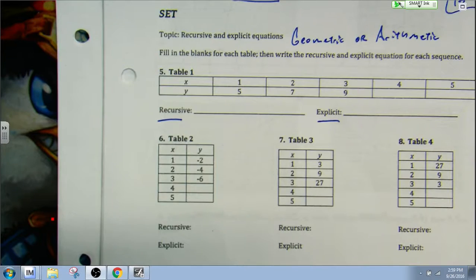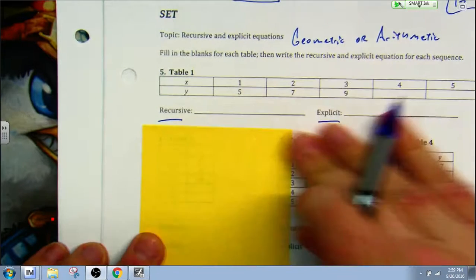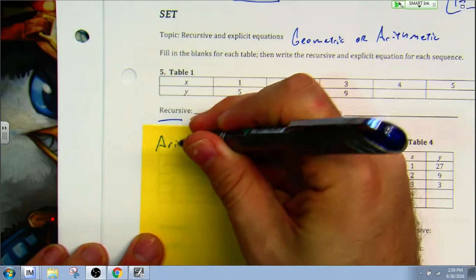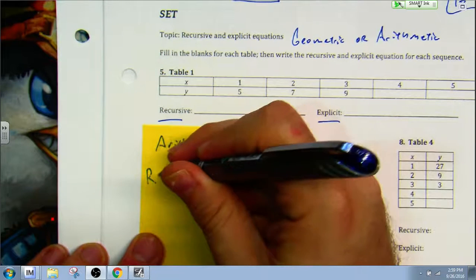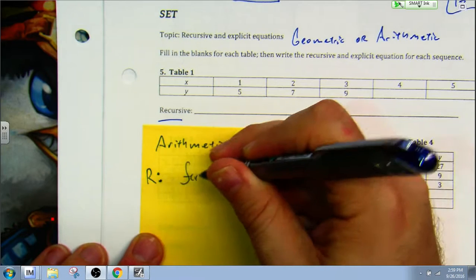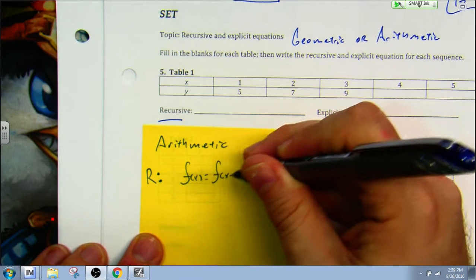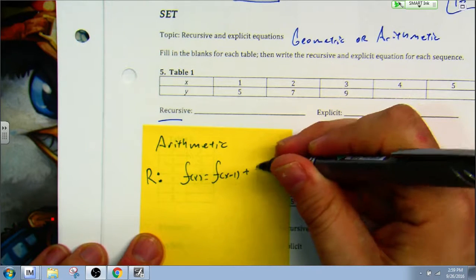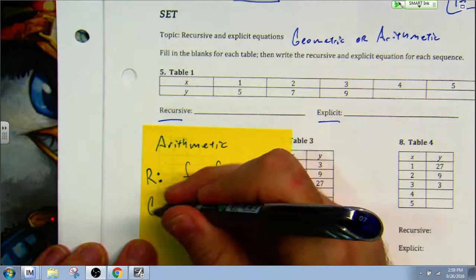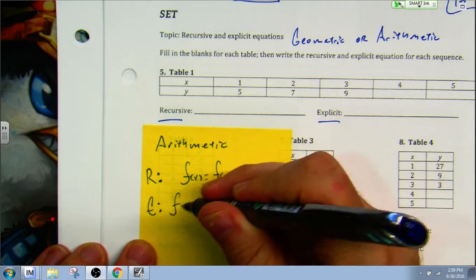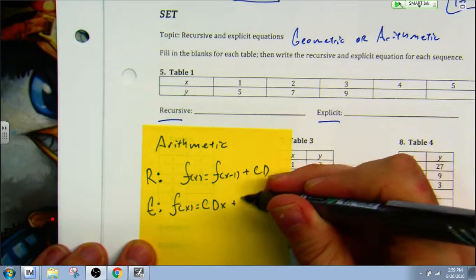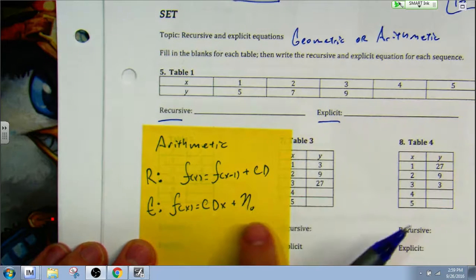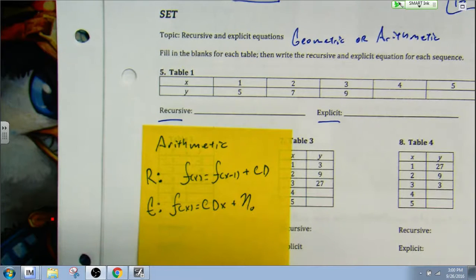So let me just give you a quick little refresher. For arithmetic, recursive, we know that f of x equals f of x minus 1 plus our common difference. And for our explicit, we know that f of x equals the common difference times x plus our 0 term. And that's what the n sub 0 stands for.